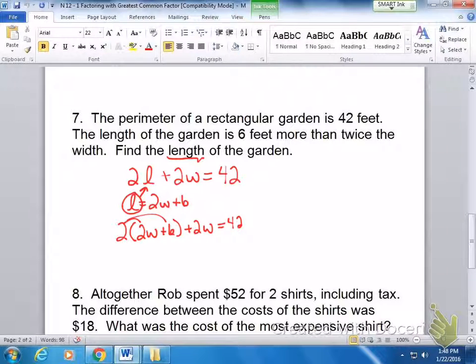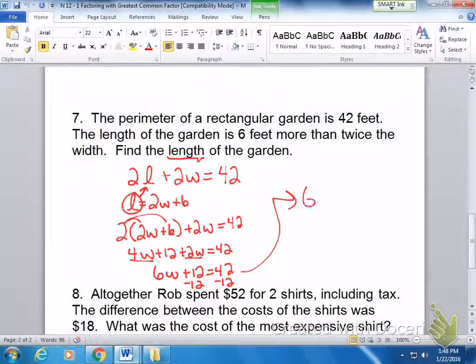Now I can distribute. I get 4W plus 12 plus 2W equals 42. I can combine my like terms. 4W plus 2W gives me 6W plus 12 equals 42. I need to subtract 12 from both sides. Now I have 6W equals 30. And if I divide both sides by 6, I get that my width equals 5 feet.